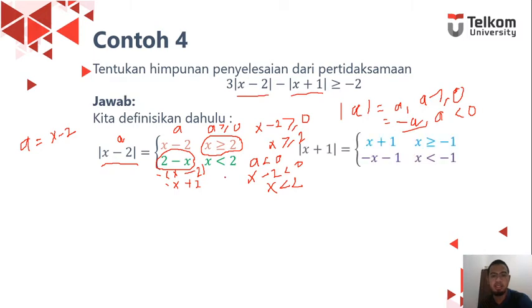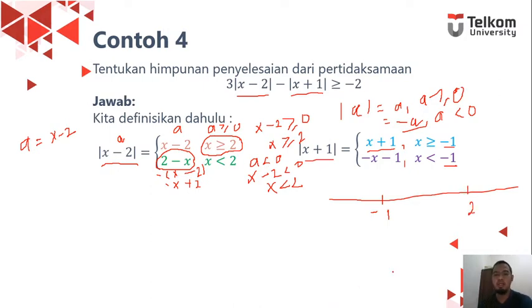Next, in the other condition, if we assume a is x plus 1, then with the same operation we can divide it: x plus 1 when the condition is x bigger than or equal to minus 1, and also minus x minus 1 when the condition is x less than minus 1. After we define this, we can draw the number line, and we mark minus 1 and also 2 on it.